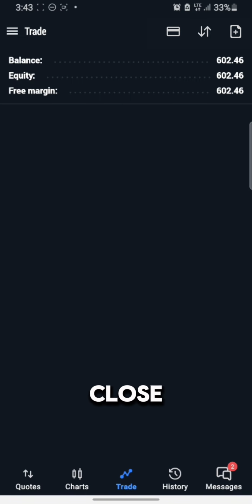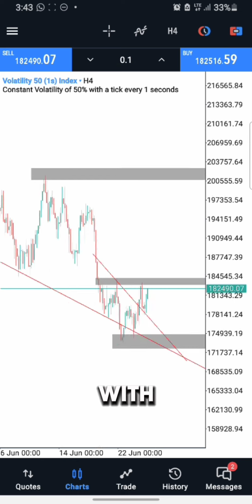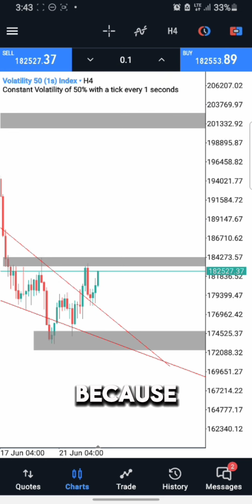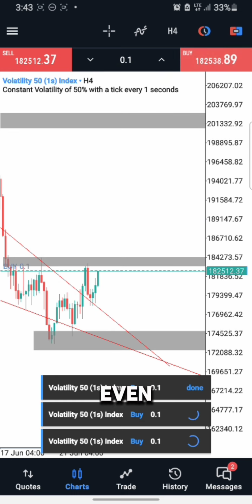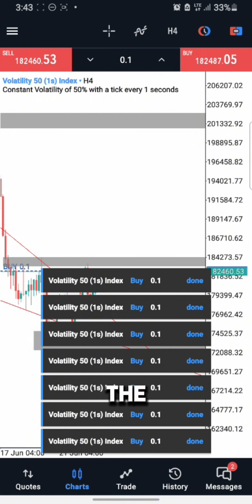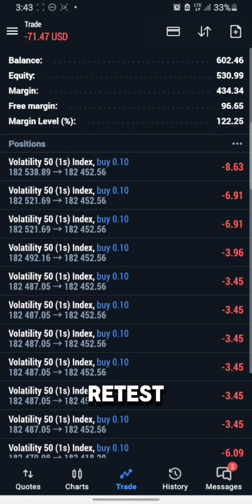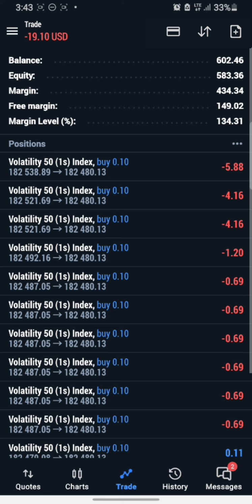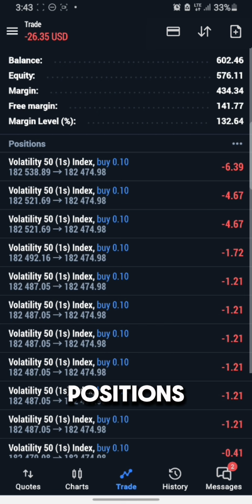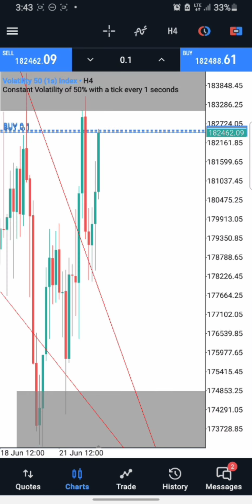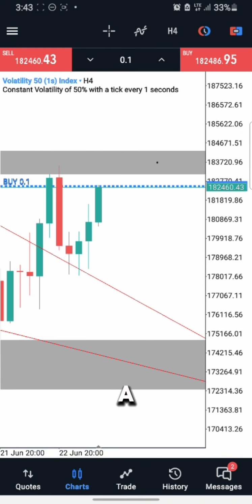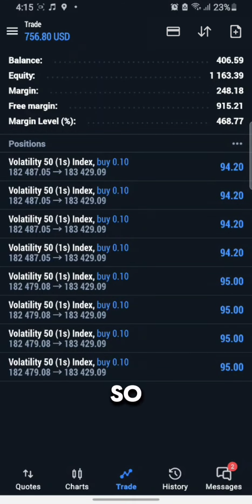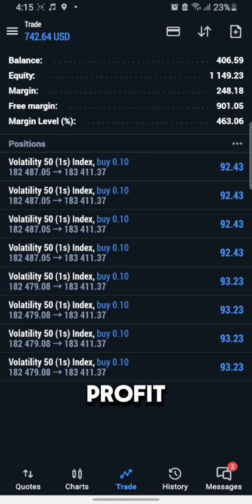So I'm going to close and then enter again with a little bit of lower lots, because considering that one, even if I'm correct, if the market does a little bit of a retest, I will blow. So I'm going to enter fewer positions like this, and then just see if I can get a lot. These are not as few as I wanted, but then I think they are better than the last ones. So I'm just going to hold and see if I can get some profit.